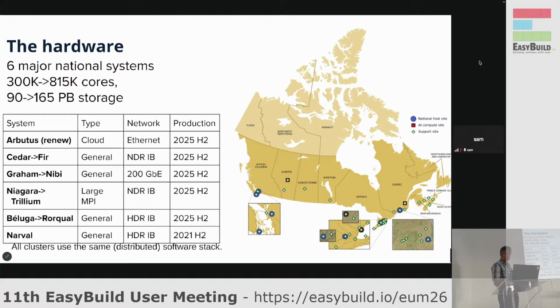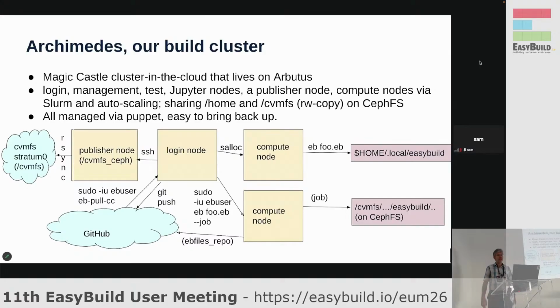Here on the left is Vancouver Island with a cloud system called Arbutus. Then in Vancouver, we have Fir. And then in Southern Ontario, we have Waterloo with Nibi, and Toronto with Trillium. And then in Montreal, where I work, we have Narval and Rorqual as our mammalian clusters, which all have the same software stack. So it doesn't matter which cluster you log into, you have a similar module interface.